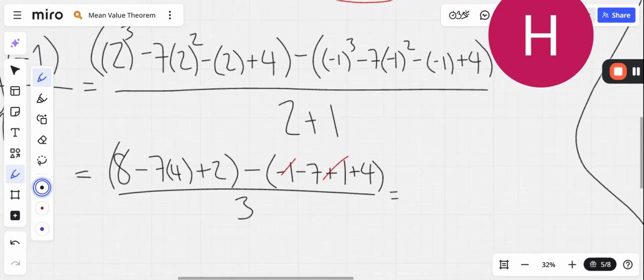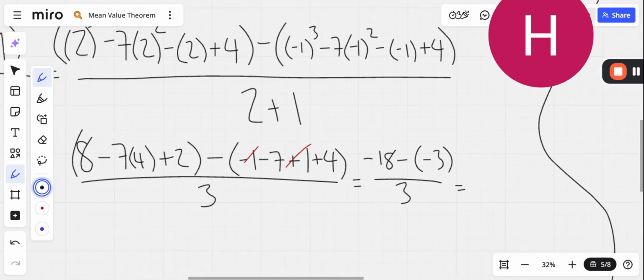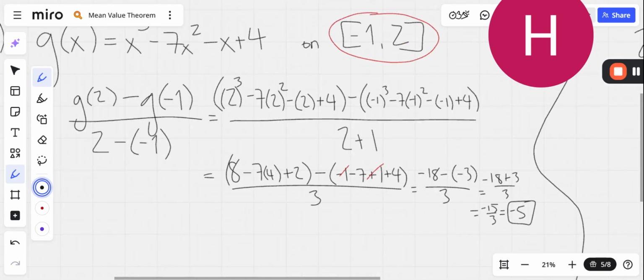We have 8 minus 28, so that's negative 20, plus 2, that's negative 18, minus, what do we get here? Negative 7 plus 4 is negative 3. And this is all over 3, so we have negative 18 plus 3 over 3, so this is negative 15 over 3, or negative 5. That is the value of the slope of the line that connects those 2 points.